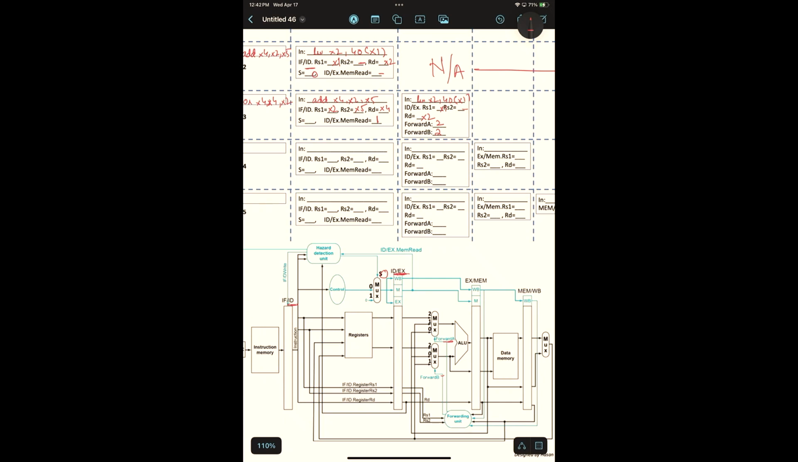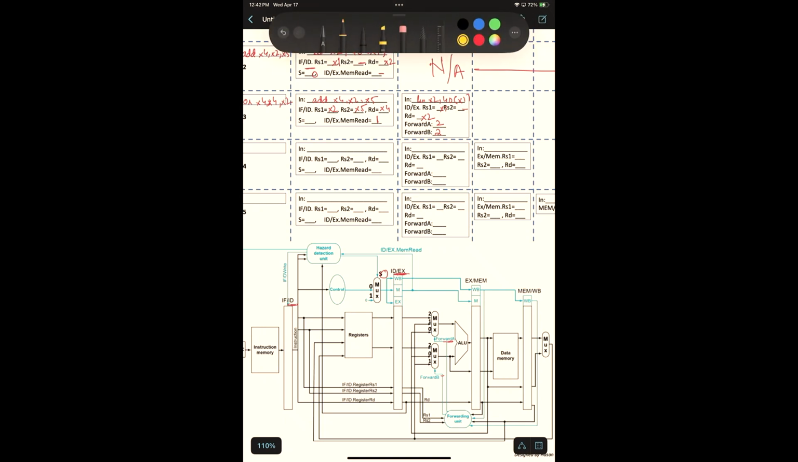Now we have the RD here. RD here is X2. Let me change the color. RD here is X2, which is also equivalent to RS1. Okay, so there is a data dependency, right? And this signal also tells that this is the load data dependency. And in load data dependency, we have to convert the instruction to a bubble or no operation instruction.